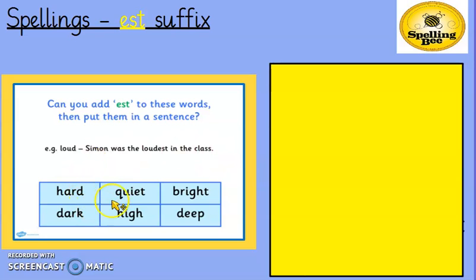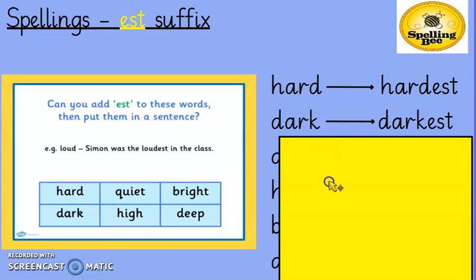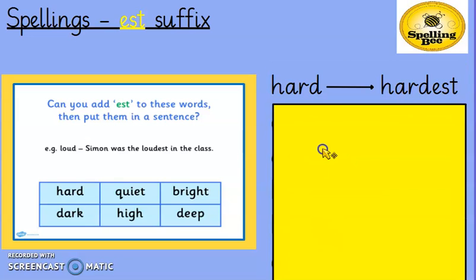Now I want you to have a go at doing the following root words and see if you can add the suffix. Pause the video here and just spend a couple of minutes writing your spellings, and we'll come back and you can check your answers. Okay, so hard becomes hardest. You can give yourself a tick as you go along. If you've not spelt the word correctly, I'd like you to write the word next to it, please.